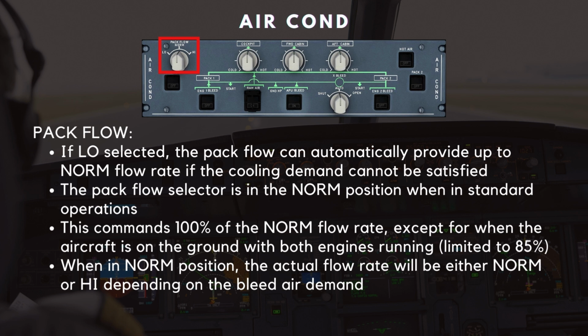This commands 100% of the normal flow rate, except for when the aircraft is on the ground with both engines running, whereby the normal flow rate is limited to 85%. When in the normal position, the actual flow rate will be either normal or high, depending on the bleed air demand.